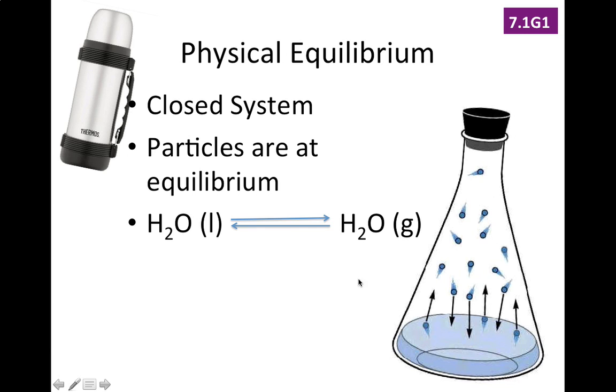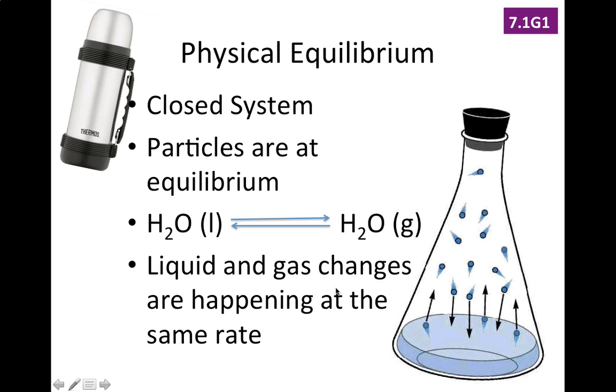So I've got another image here. This one's an Erlenmeyer flask that's capped off. I'm assuming that the temperature around it is going to stay the same. And my water in the liquid form, that's down here, is going to be in equilibrium with the water that's in the gaseous form, or in little gas bubbles above it. And I see in these arrows that if one's going down, another one's coming out of solution for it to be at equilibrium. So the liquid and gas changes are happening at the same rate. So if one goes out, one comes in. If one comes in, one goes out.